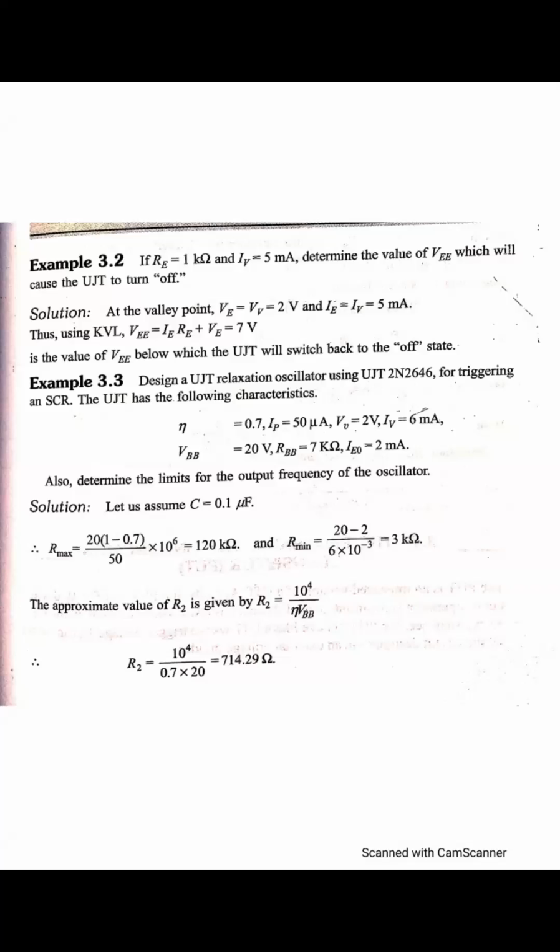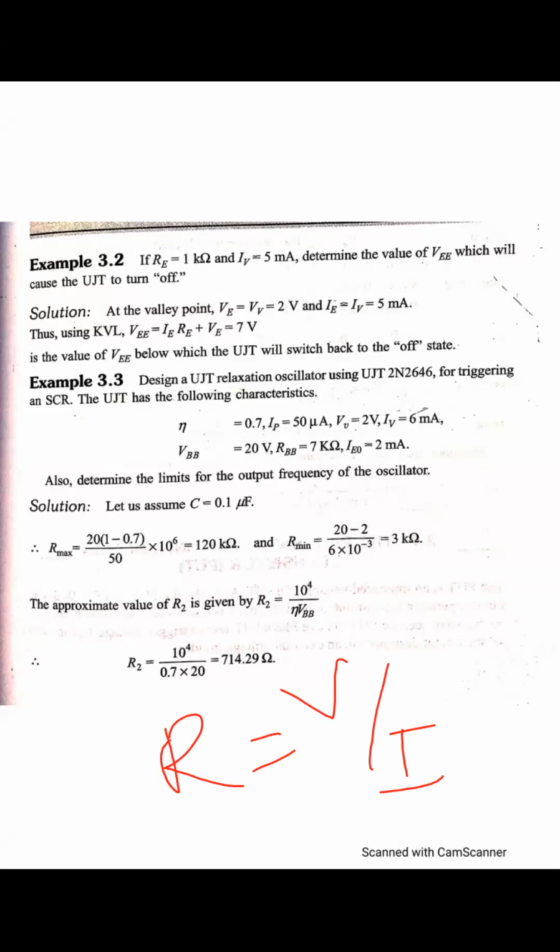Okay, so we are calculating R max. Here 20 is VBB. We are using V by I, that is Ohm's law, R is equal to V by I. So I am calculating R maximum at the peak value.